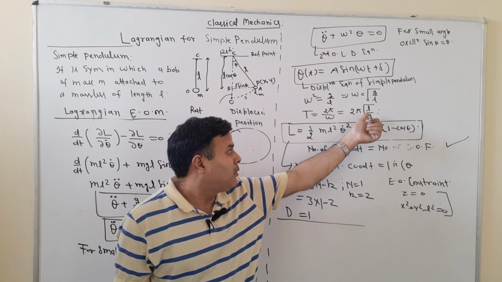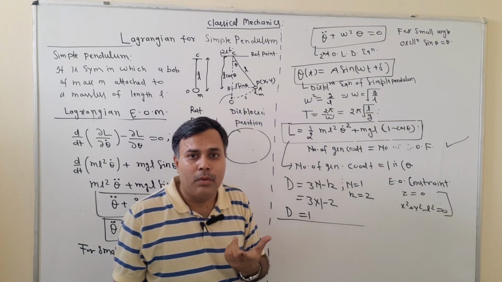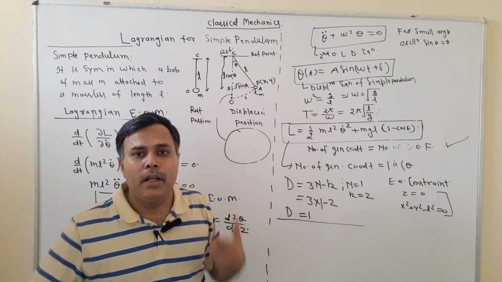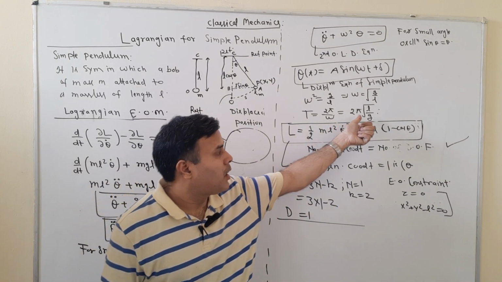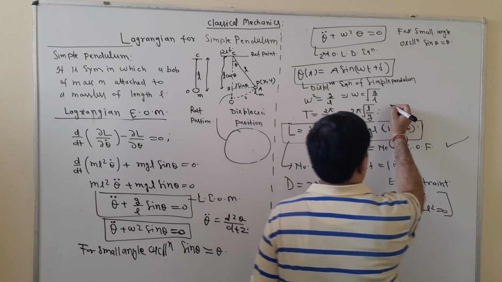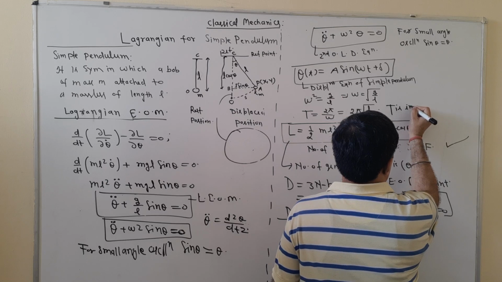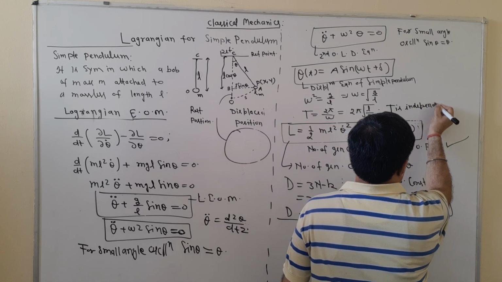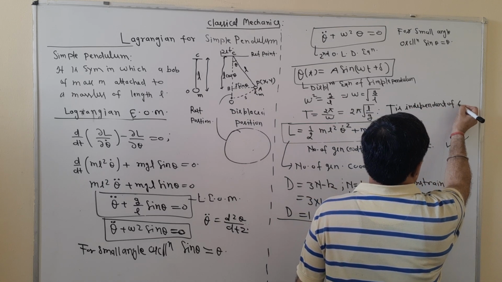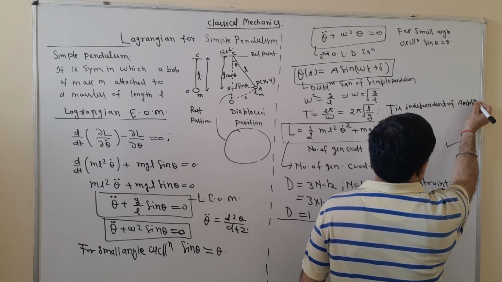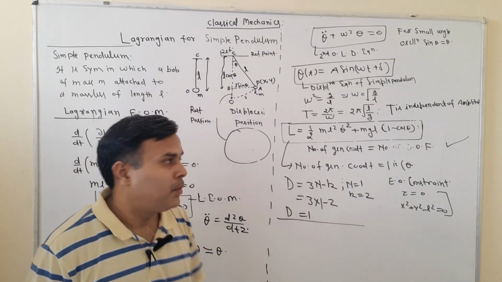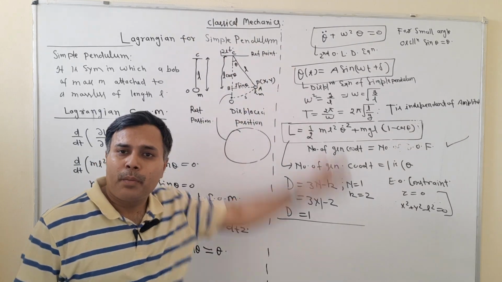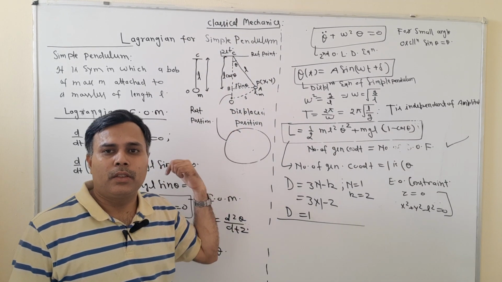From this expression for the time period, what can we conclude? Our pendulum's time period T is independent of the amplitude of vibration. It only depends upon L and the acceleration due to gravity. So there is a large amount of information corresponding to this physical system.